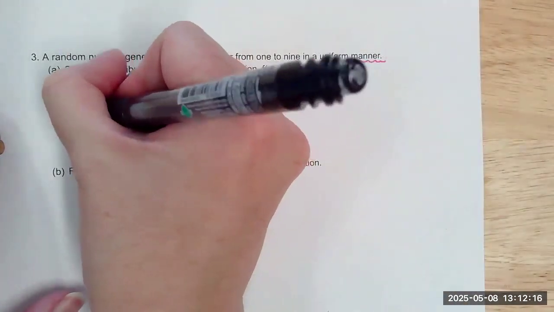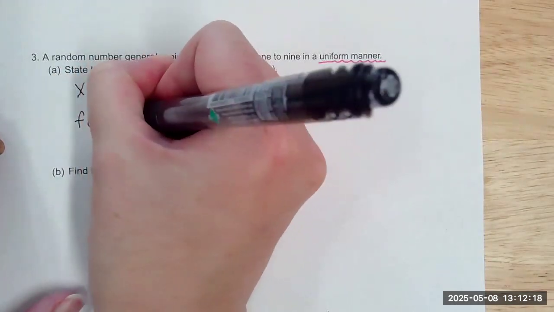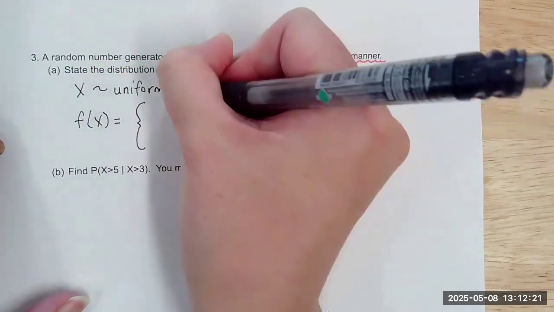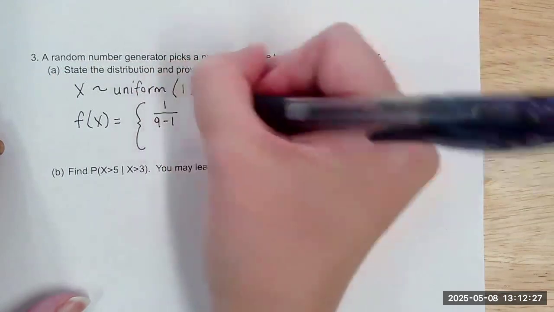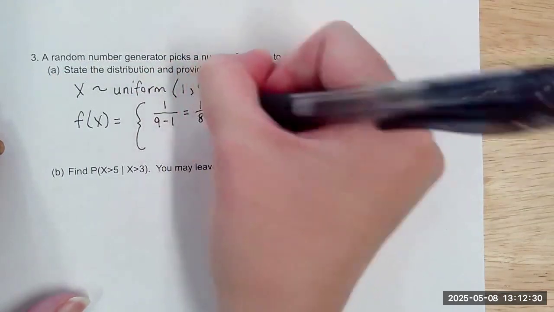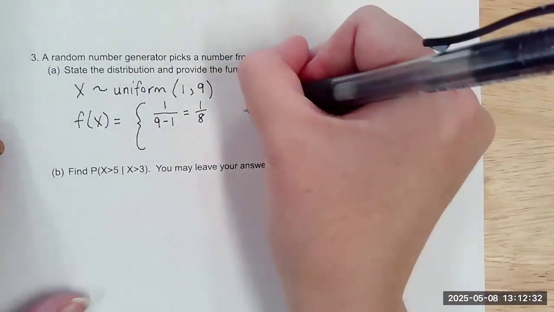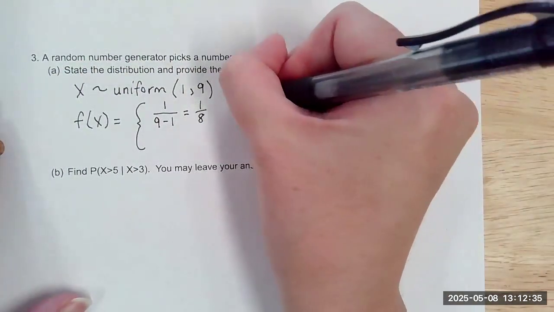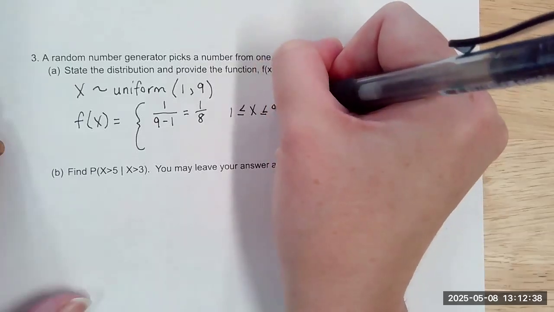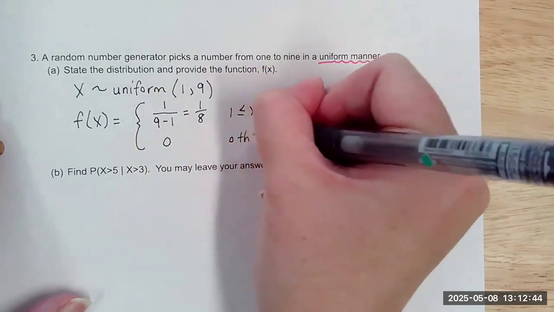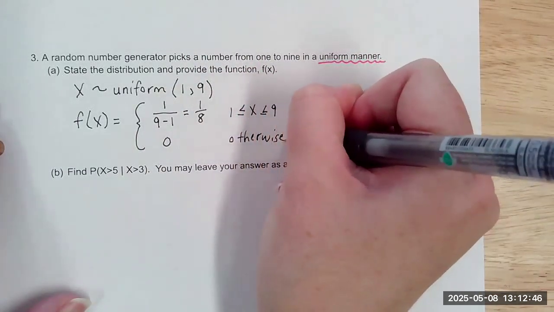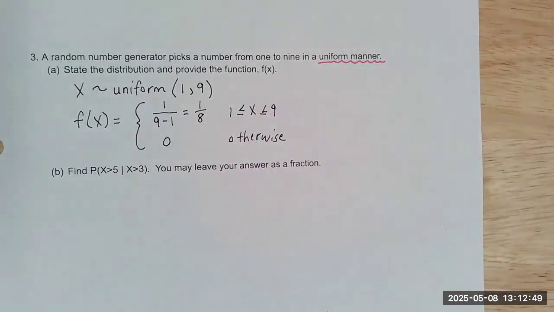So your f of x is equal to 1 over b minus a, which would be 1/8, for x greater than or equal to 1 but less than or equal to 9. And it's 0 otherwise. That's straight from the formula sheet, so you don't have to have that memorized. But what you do have to remember is what we just got.